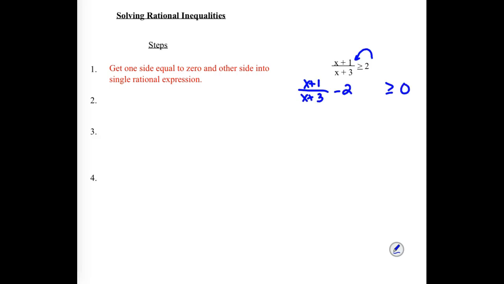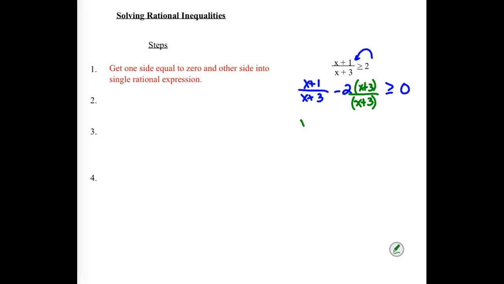Okay, now I left a little gap there because I do need to get a common denominator. What would I need to multiply by? An x plus 3? All right, so we are going to multiply in x plus 3 over x plus 3. So we're really multiplying by 1. We're just making it look like it has a common denominator.